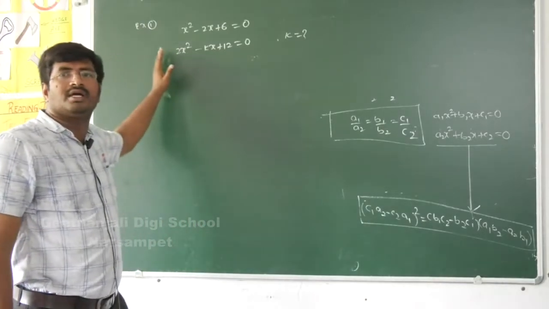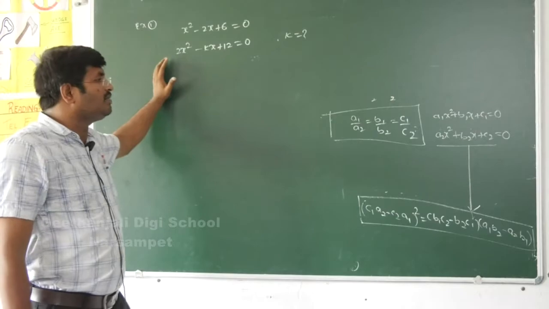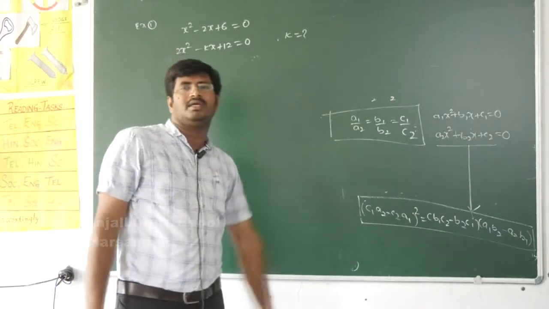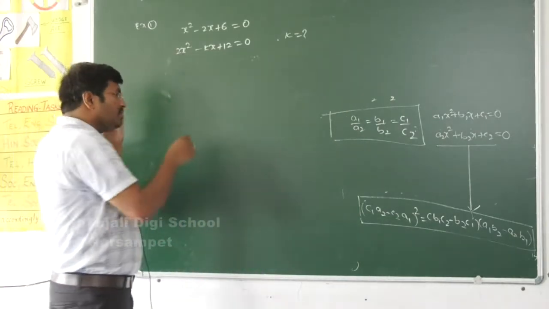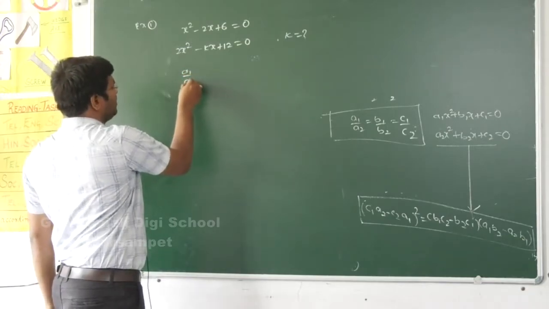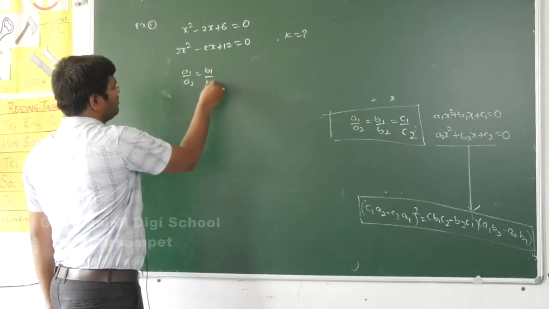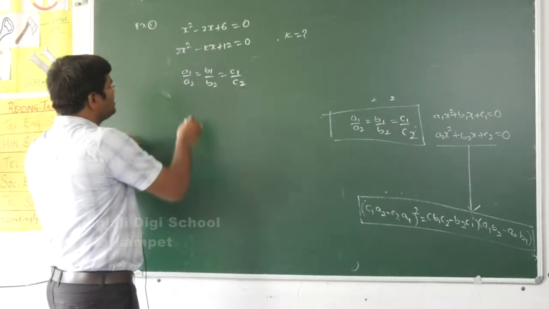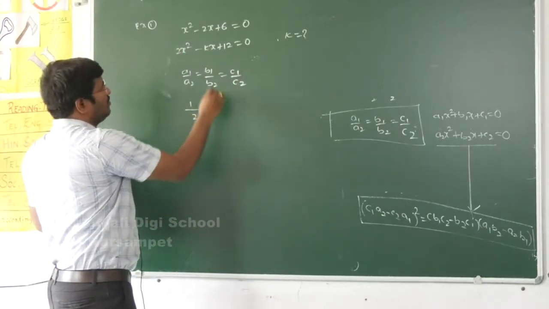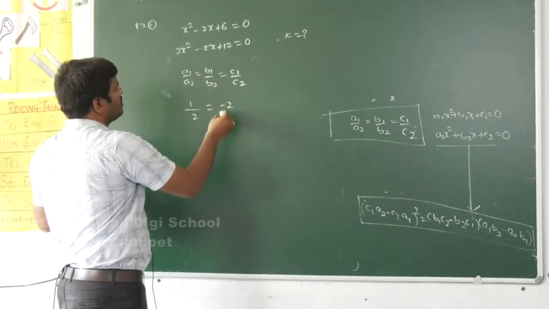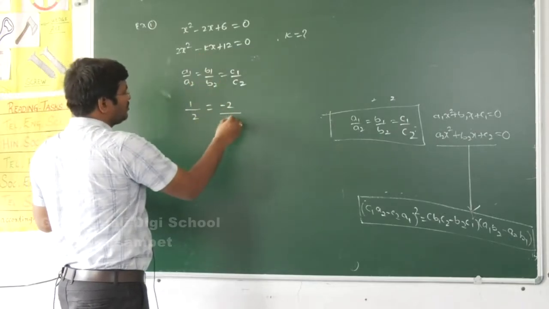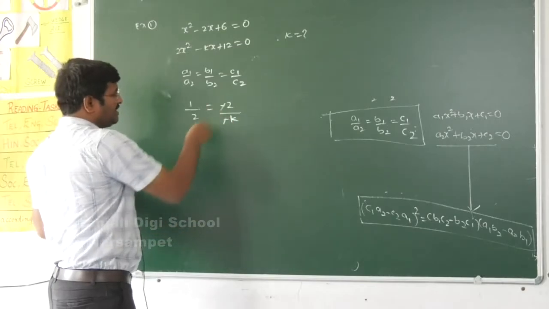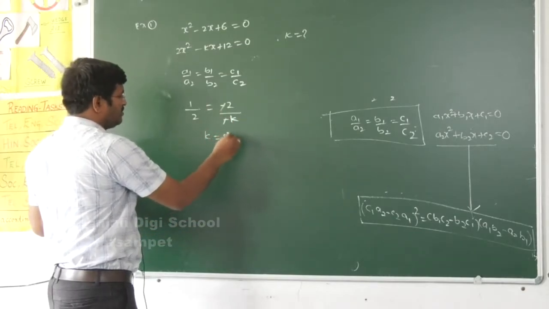We already know the condition. If both roots are common, what is the condition? A1 by A2 is equal to B1 by B2 is equal to C1 by C2. Then A1 is equal to 1, A2 is equal to 2, B1 is equal to minus 2, B2 is equal to minus k. Then the minus signs cancel, cross multiply, and k is equal to 4.